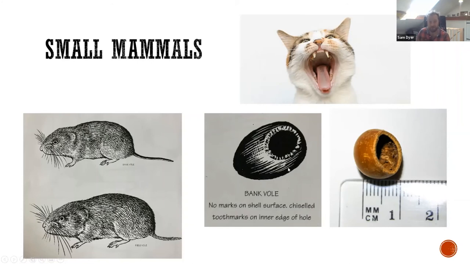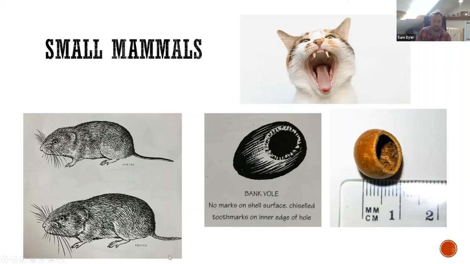Bank voles eat nuts as a lot of their diet, and you can tell quite distinctively when a nut has been eaten by a bank vole, because unlike the dormouse that we looked at before, they leave no teeth marks around the outer edge of the entrance hole, and they chisel straight down through the nut shell to get to the nut inside. So those straight chisel marks are quite distinctive.